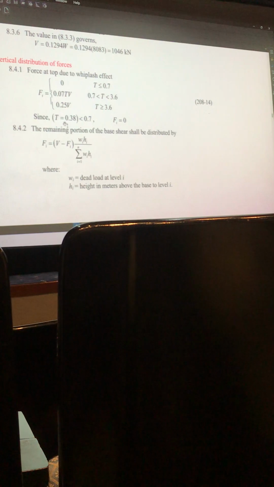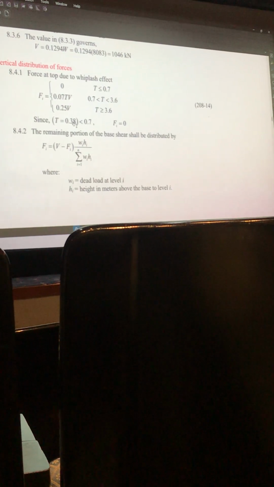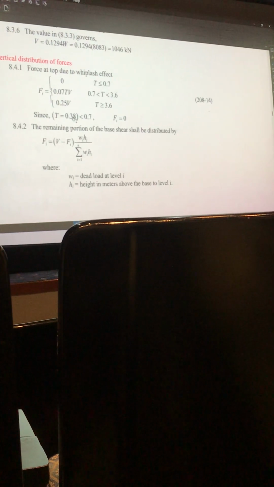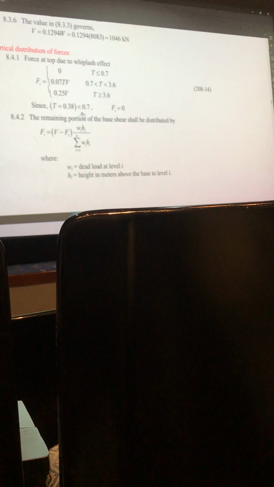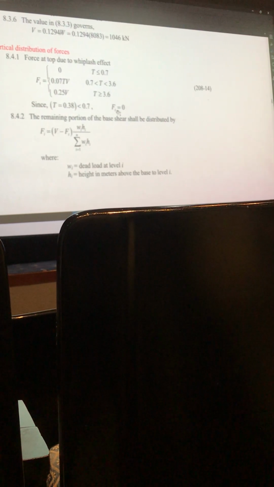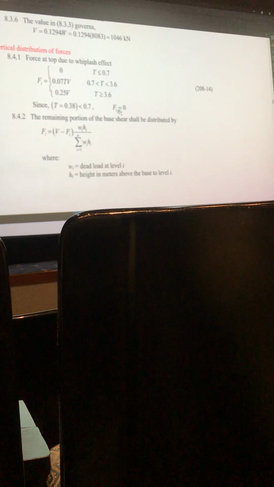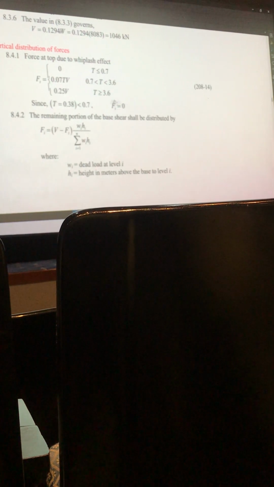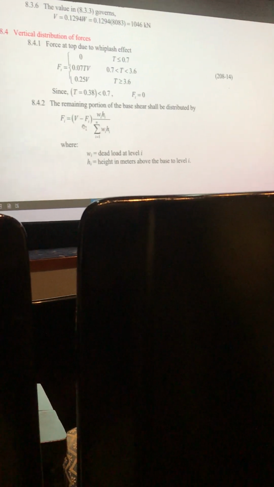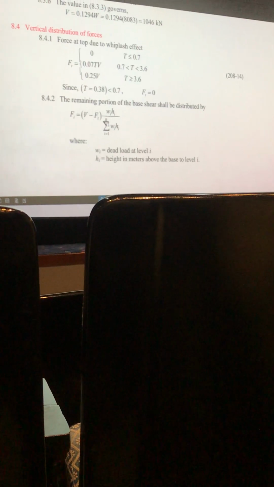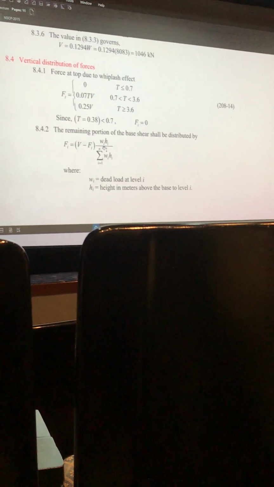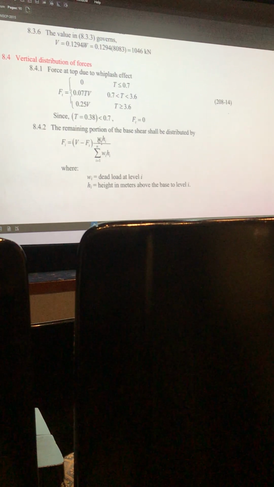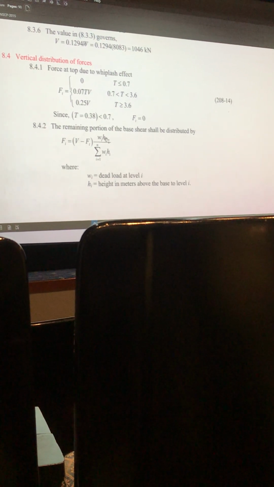Now, in this case, the period is 0.38 seconds, since this building is only 3 stories high and small. The period is less than 0.7, and therefore the force due to whiplash effect is 0. So V will be distributed proportionately to the weight at that particular level and the height of that level.